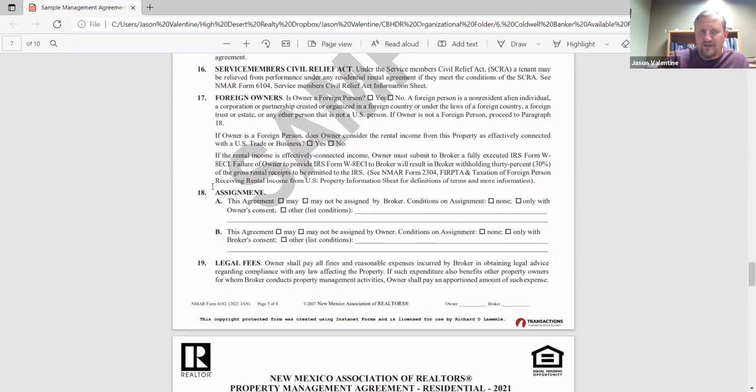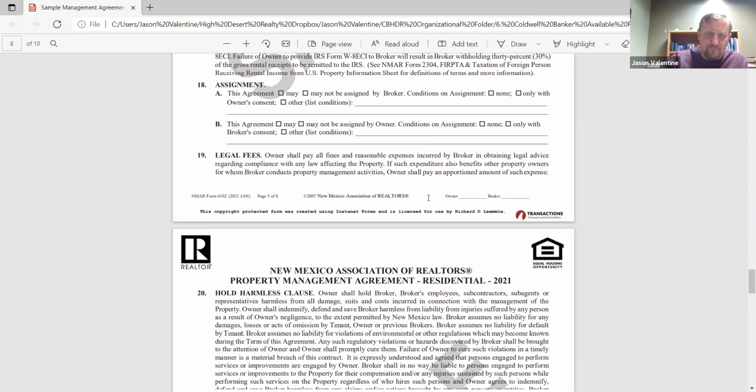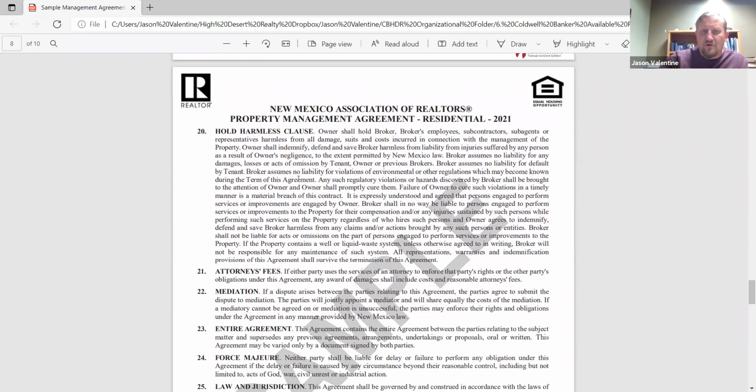Let's take a look down here on 18, paragraph 18. We typically don't allow our agreements to be assigned. That's just where you assign, you let somebody else take over the terms of this agreement and such like that. Let's see, the hold harmless clause.